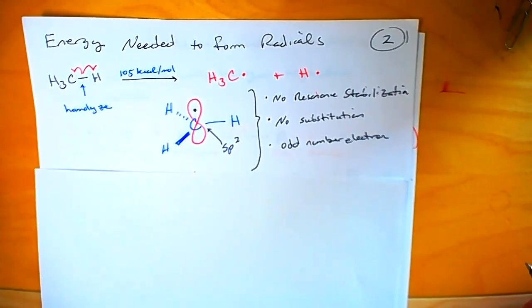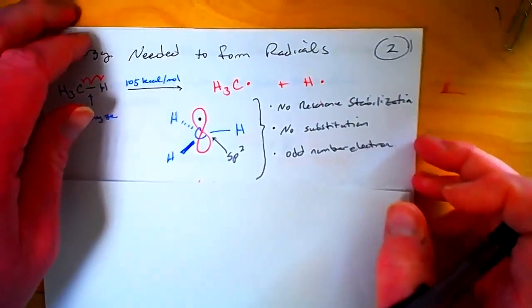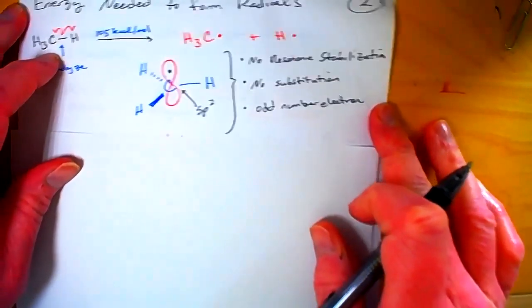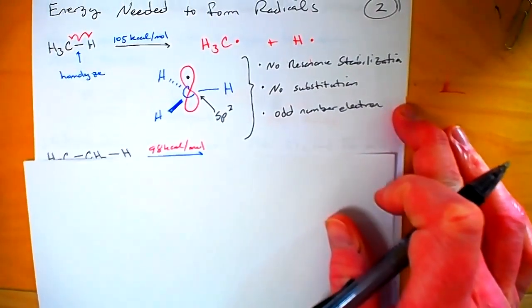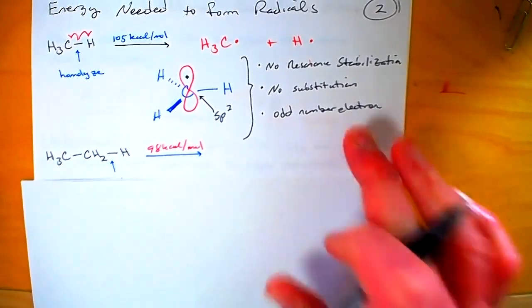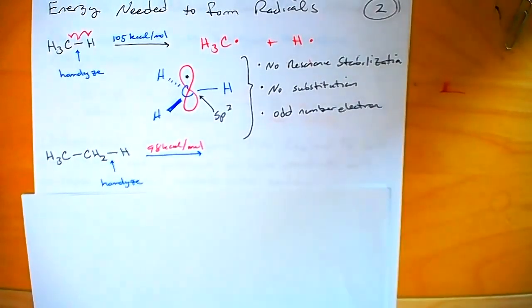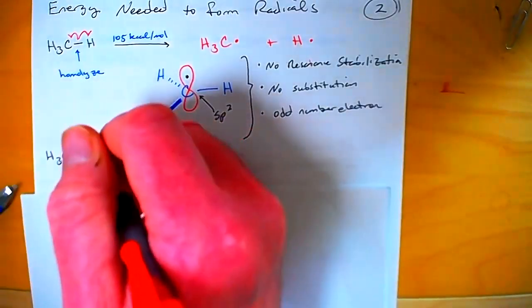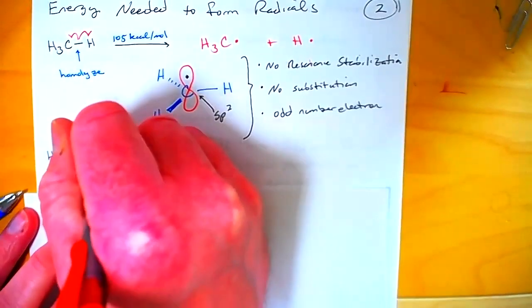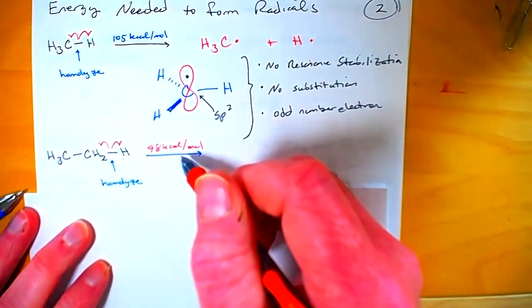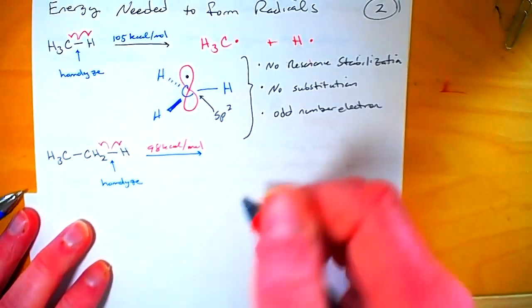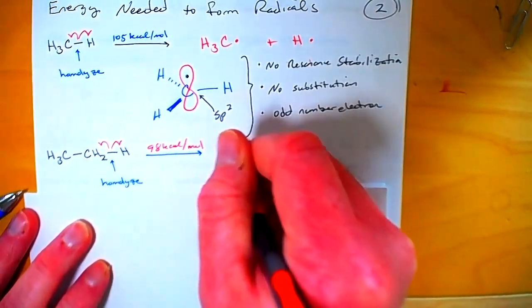Now, if we were to look at another system, similar to methane, but a little bit larger, ethane. The energy it would take to homolyze that particular carbon-hydrogen bond is still pretty high, but it's lower than the 105 that we saw with just methane.